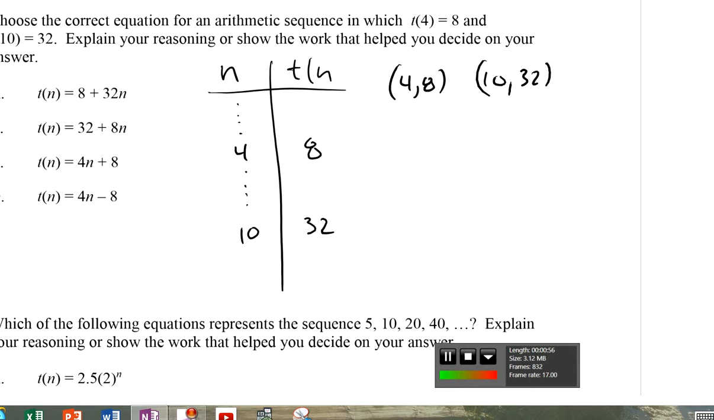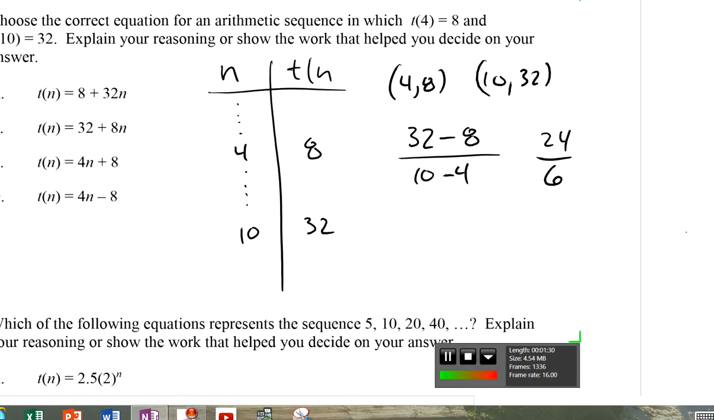So, how do I calculate the slope for these 2 points? All right, so I'm going to take the 32 and I'm going to subtract 8. That's the change in the y's. And I'm going to divide that by 10 minus 4, which is the change in my x values. And that change in the y's, if I subtract it, is 24. This is 24 in the numerator, and then 10 minus 4 is 6.